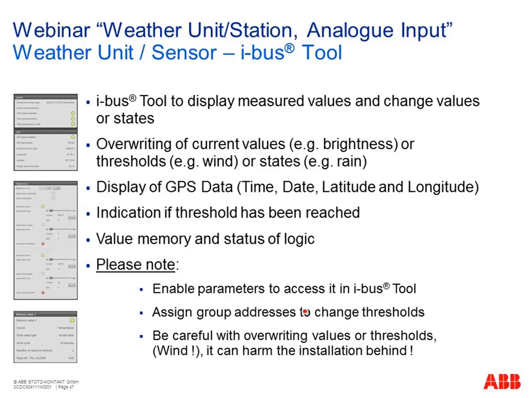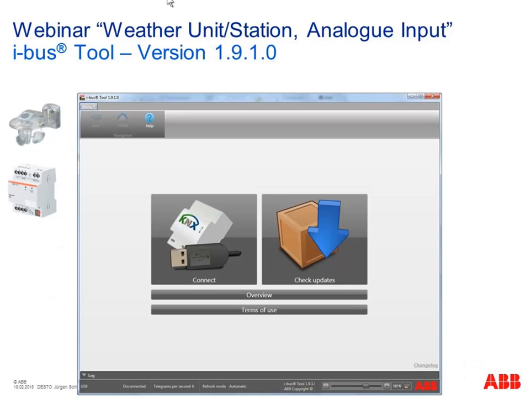But be careful, when we override these thresholds, like for example wind alarm, we save this value inside the actuator, inside our weather unit, and so for example the parameterized value is now overridden. So it can happen that maybe you harm your installation when you change here to the wrong or to a not correct threshold. So this so-called IBAS tool, ABB IBAS tool, is free of charge.